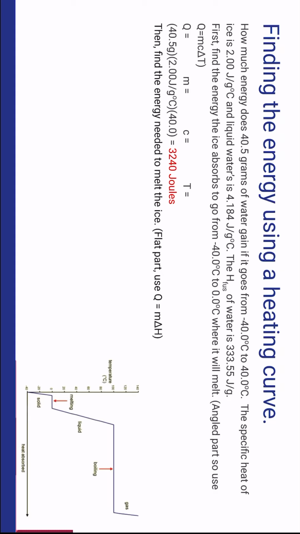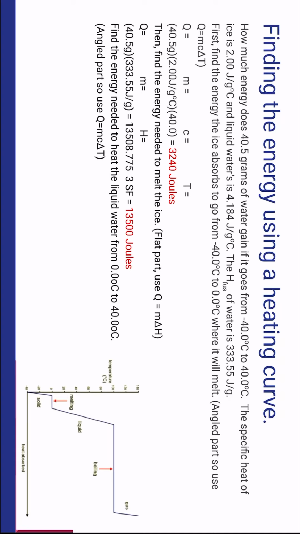Now we're going to find the energy needed to melt the ice. This is the flat part, so we're going to use Q equals m times change of H. For this, we only have three variables. We write them down and identify them in the question. The mass is still the same, notice, 40.5 grams. It has not changed between the first formula and the second one. However, this time we are using our change of H of fusion, and it's positive.